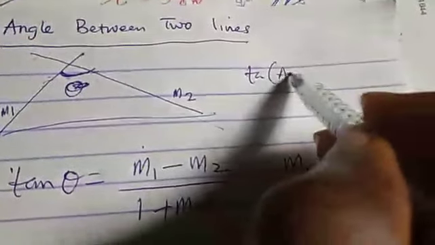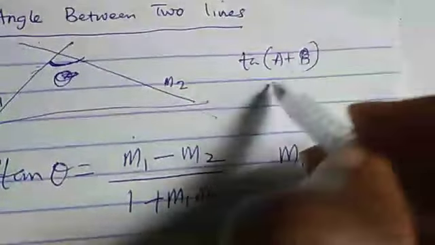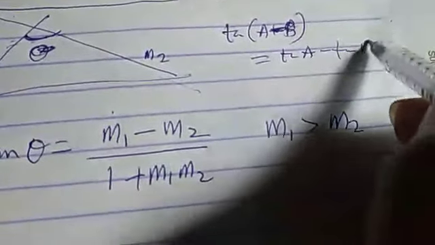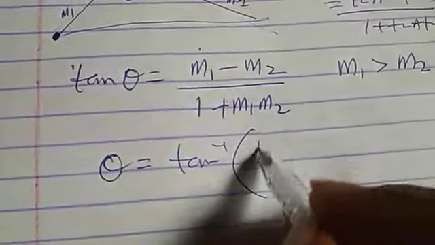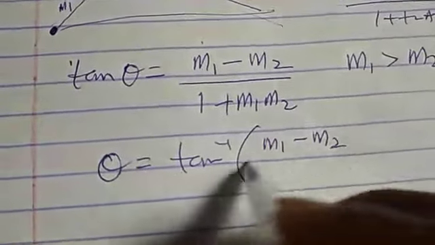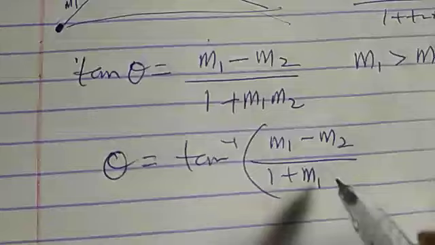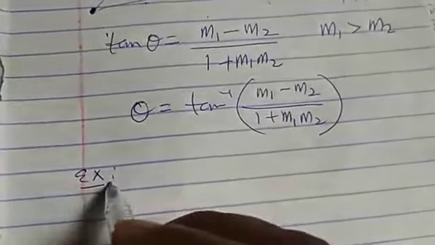This formula is obtained from tan A minus tan B over 1 plus tan A tan B in our compound angle. So if I make theta the subject of the formula, theta will be arctan of m1 minus m2 over 1 plus m1 m2. So this is the formula for finding the angle between two lines. Let's take an example on this.